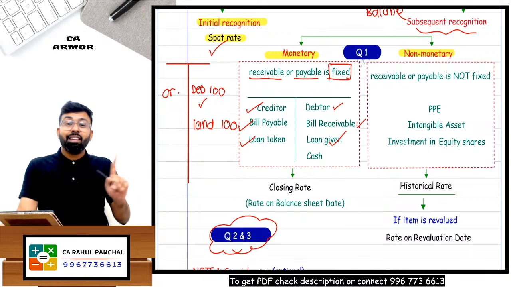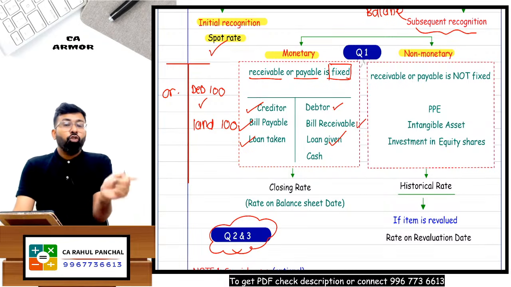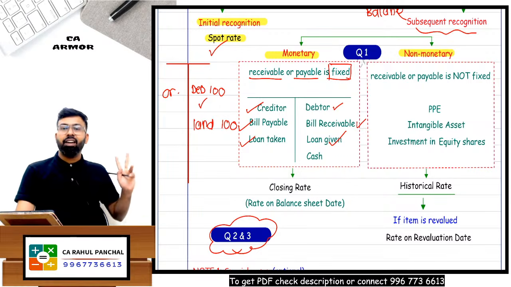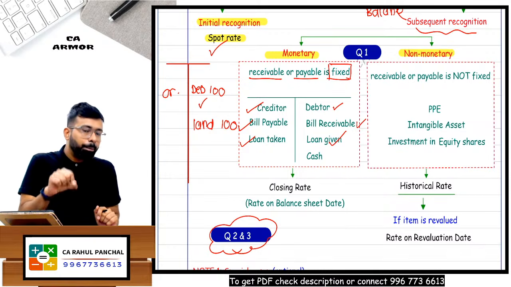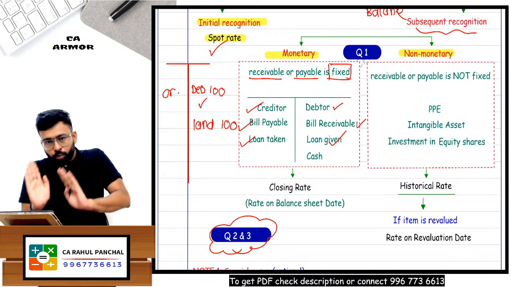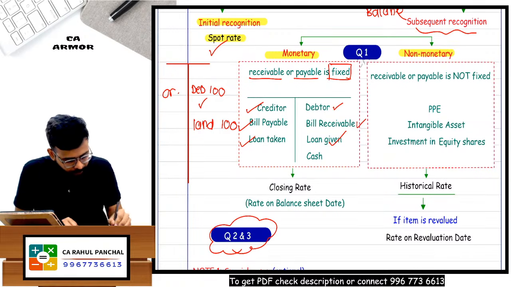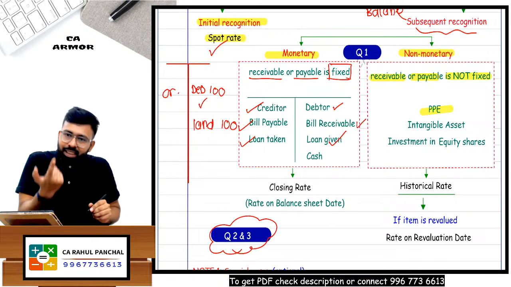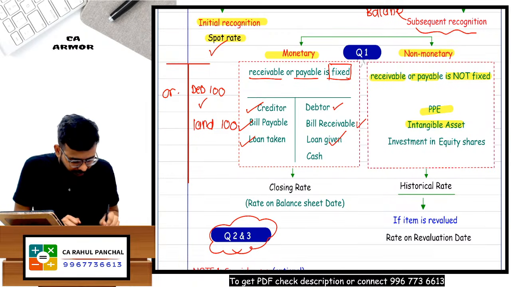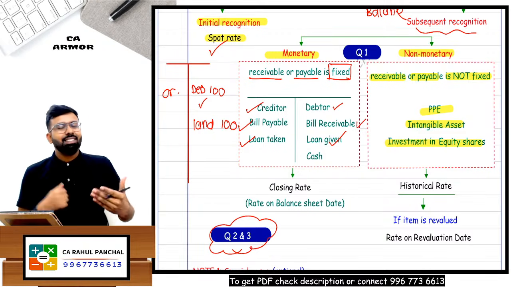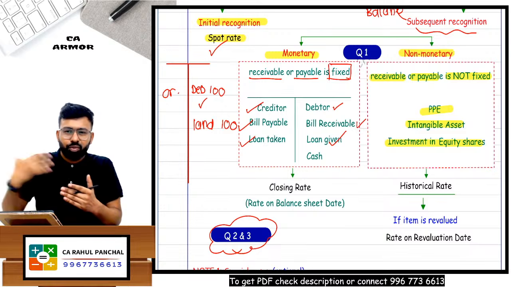Today if you liquidate the company and sell the land, will you get 100 rupees? No. You may get more than 100 or you may get less than 100. It means whatever value is appearing on the balance sheet, it is not necessary that you will get that. Here the receivable or payable is not fixed. You may get more or less. That is PPE, intangibles, or investment in equity shares. Whatever investment you have, the market value can differ for that matter.